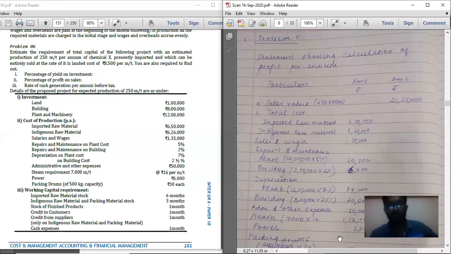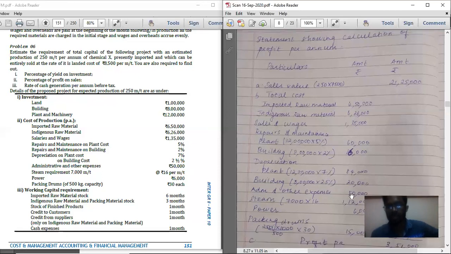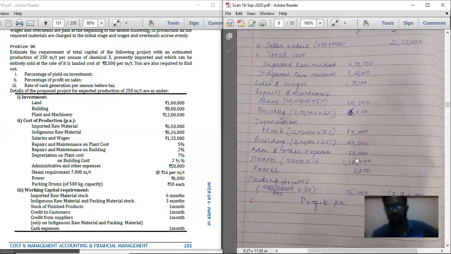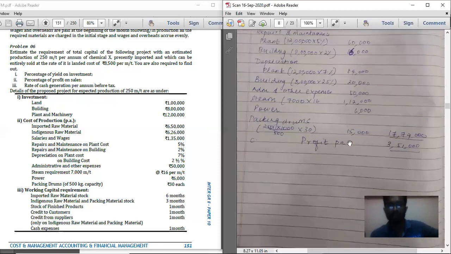So below that building. What is the depreciation on building cost? 2.5%. So what is the building cost? 8 lakhs. So next to that building, open a bracket, 8 lakhs into 2.5% and close the bracket. So inner amount column 20,000.